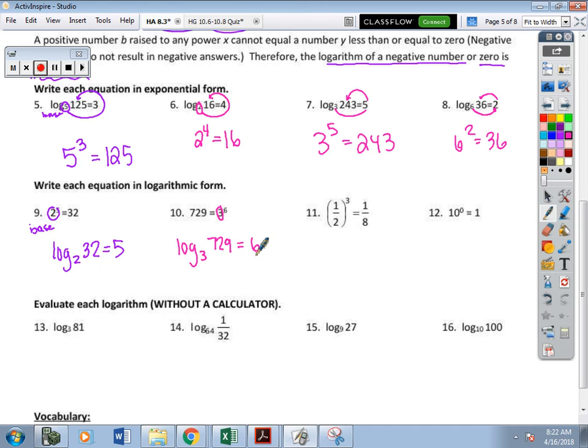Now, you can have fractional bases and answers. So this one would be log, the base of the exponent is 1/2, so that's the base of my logarithm. So log base 1/2 of 1/8 equals 3. And you can check them by going backwards. 1/2 to the third power equals 1/8. Kind of doing that counterclockwise swoop again. And then this last one, we have our base of 10, which we'll talk about on the back, is called the common base. Log base 10 of 1 is equal to 0. 10 to the 0 equals 1.